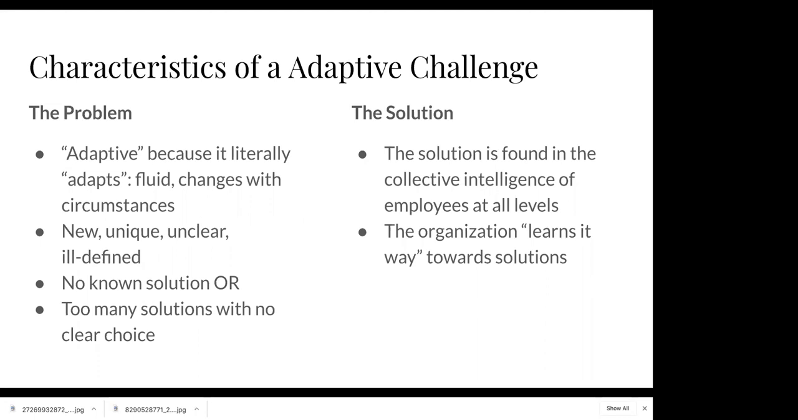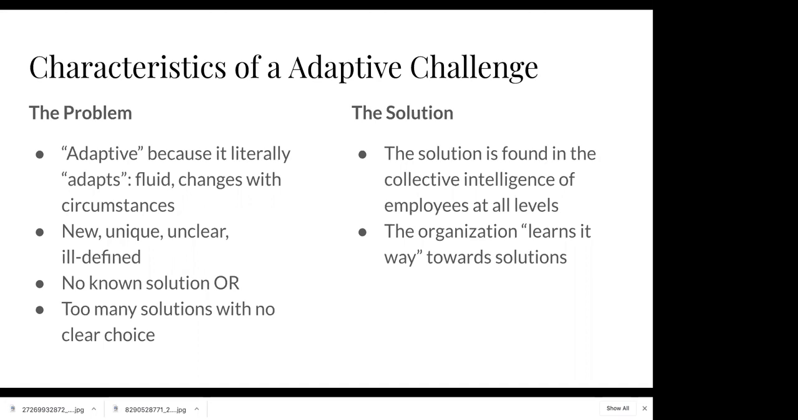The characteristics of an adaptive challenge are different. They call them adaptive because they literally adapt and they're fluid and they change with the circumstances, which makes them sometimes even more frustrating. An adaptive challenge could be a new challenge, it could be unique. More often it's unclear or ill-defined. And I know that in our English 101 group, as we have been focusing on equity gaps and how do we work together to close equity gaps at the English 101 level, that people have a lot of different opinions about what the problem is that we're trying to solve. So ill-defined can just mean that people might question if it's really a problem at all. People might say, well, yes, that is a problem, but there's a dissent over what is causing the problem. So then sometimes there's no known solution, and sometimes there's too many solutions with no clear choice.